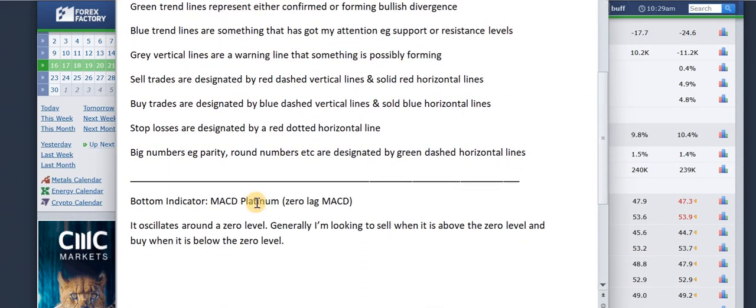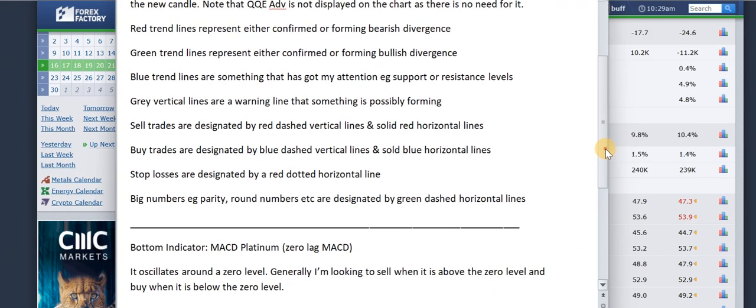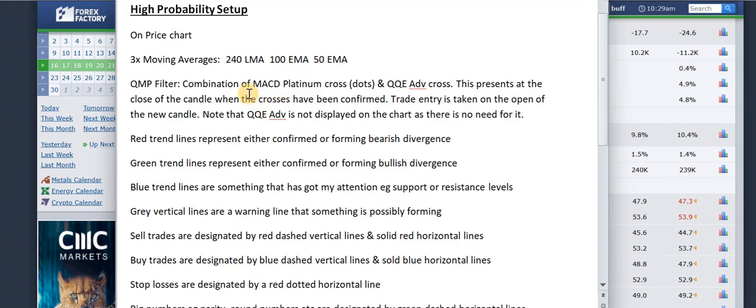The main indicator is the bottom indicator, the MACD Platinum, which is just a zero lag MACD. It oscillates around a zero level. Generally, I'm looking to sell when it's above the zero level and buy when it's below the zero level. But you'll see this on the charts when we go through them. And the red and green dots on the price chart are the QMP filter. It's just a combination of the MACD Platinum and the QQE Advanced, which is not displayed on the chart.